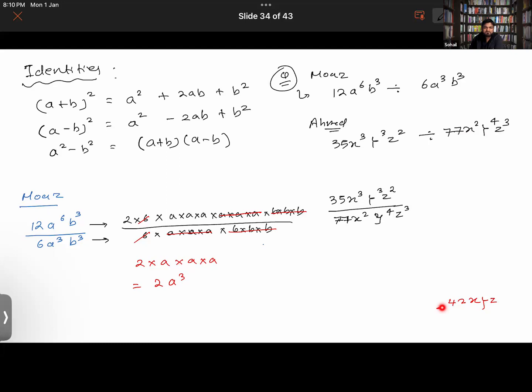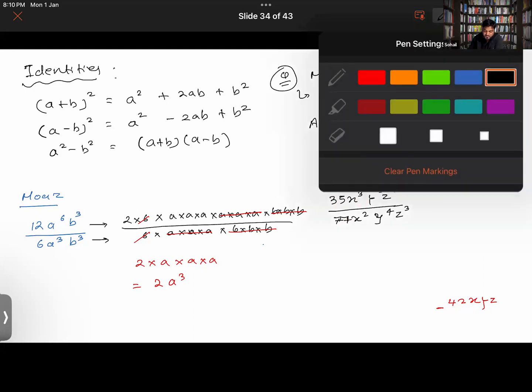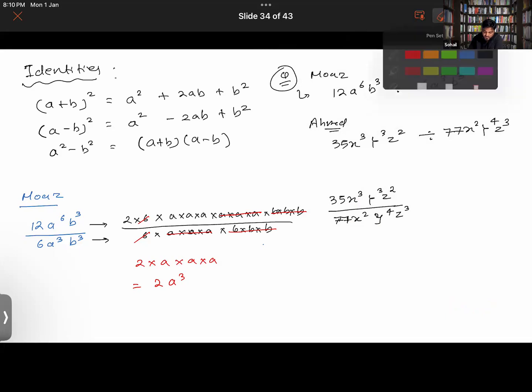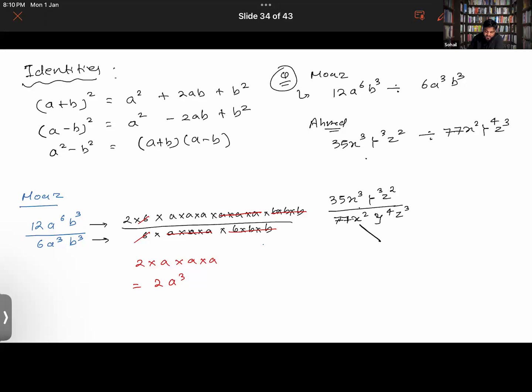I subtract 35 from 77, sir. Why would you be subtracting it? These two terms are in division with each other. Look over here, both terms are in division with each other. When we do subtraction, the exponents are subtracted. When you do subtraction in exponents, the 3 and these two will be getting subtracted with each other, not the coefficients.